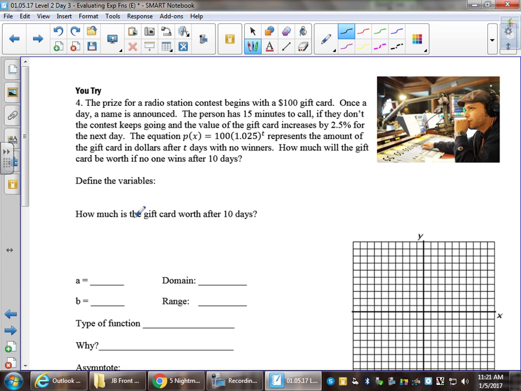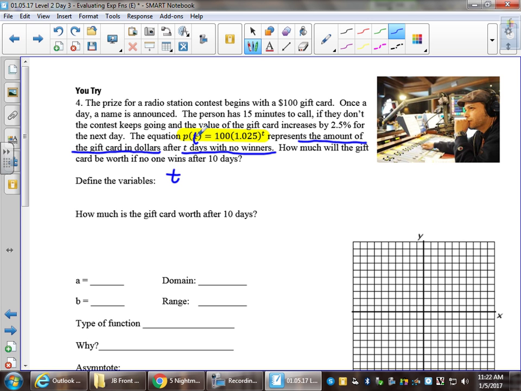Awesome. Back to the radio. If they don't call back, then the radio keeps the card and the value increases by 2.5%. Ooh, what do I see that I should highlight? Highlight that equation. Make it stand out. And then as we're reading, if we see variables, we're going to underline them. This equation represents the amount of the gift card in dollars, T days with no winners. So if I know how to read for information, when it comes time to define the variables, all I have to do is correctly identify what I'm given.